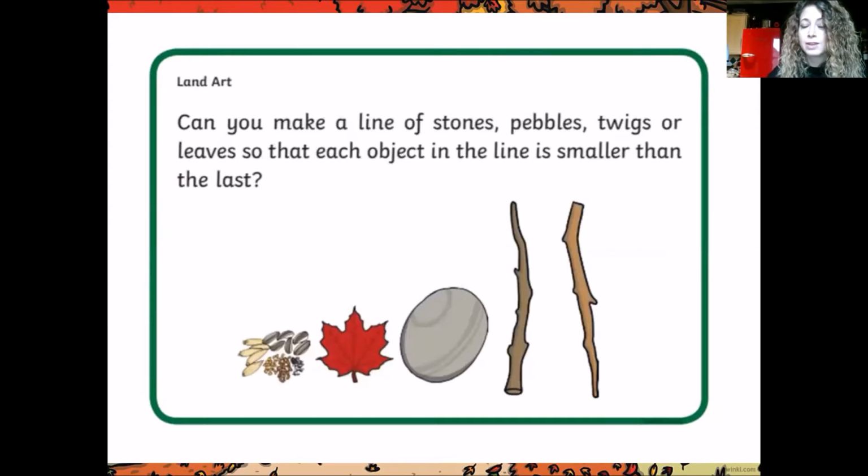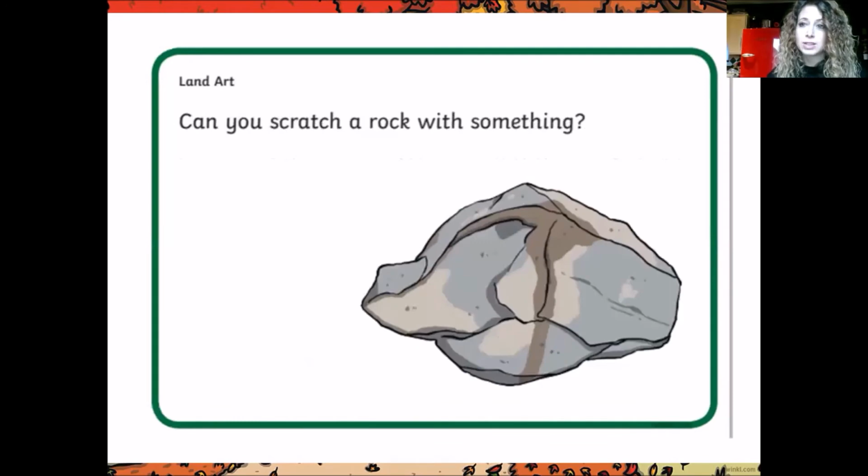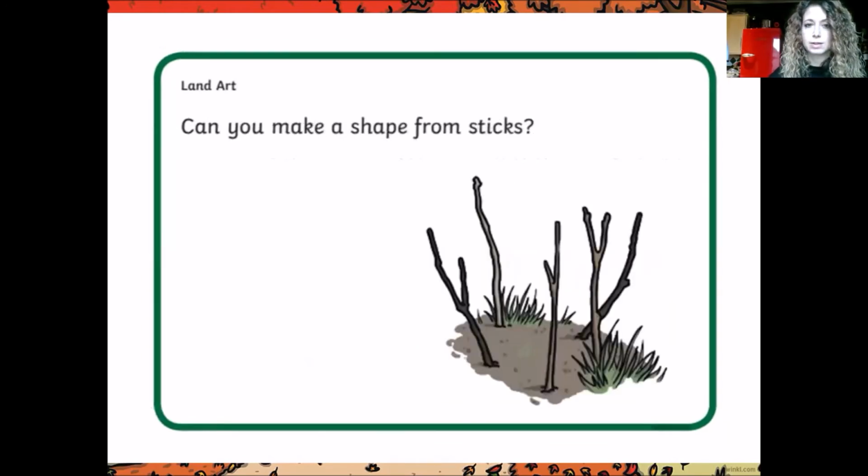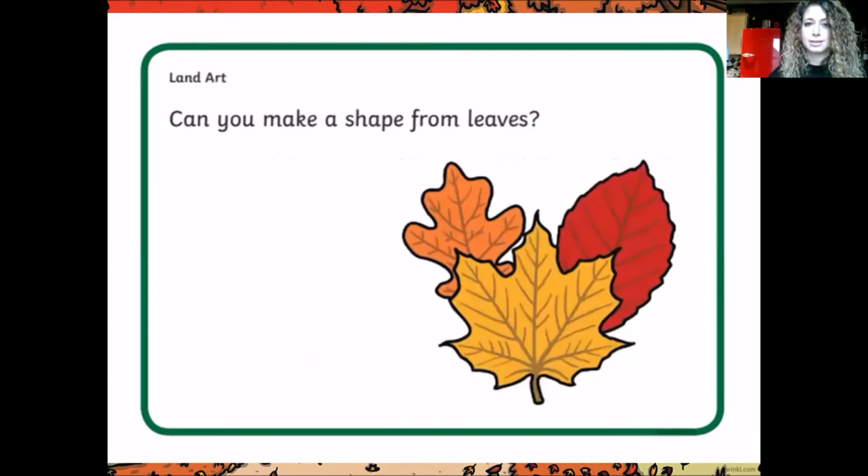Can you make a line of stones, pebbles, twigs or leaves so that each object in the line is smaller than the last? That's a bit like what we did. Can you scratch a rock with something? Maybe you could draw something on the rock. Can you make a shape from twigs? Can you make a shape from leaves?